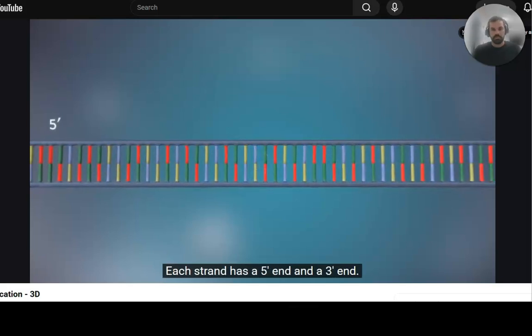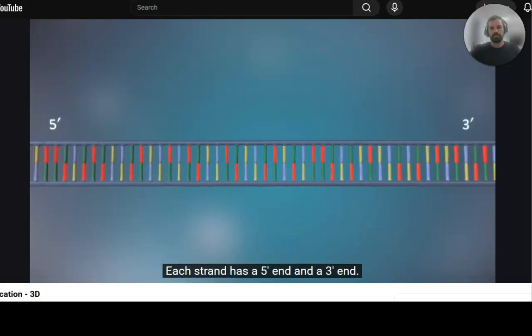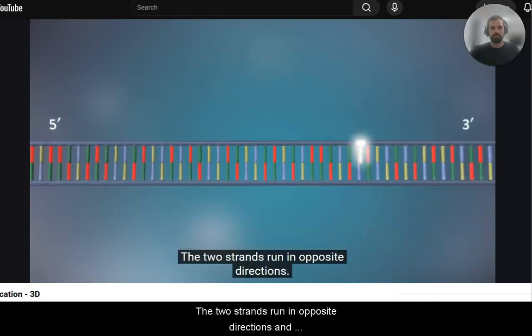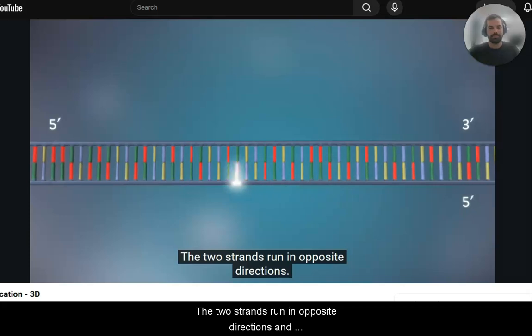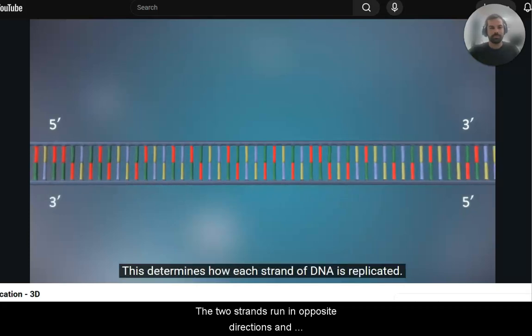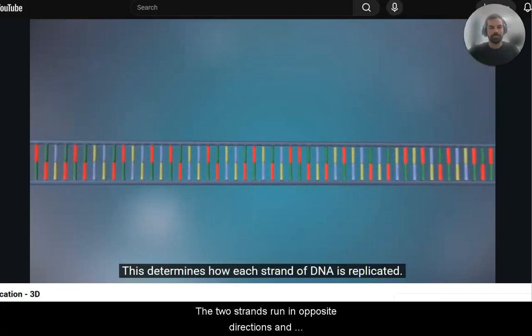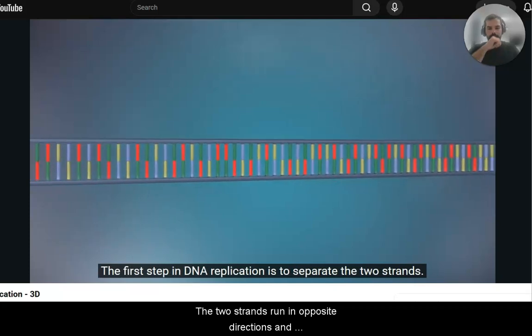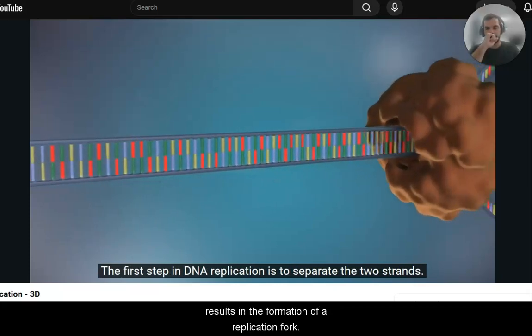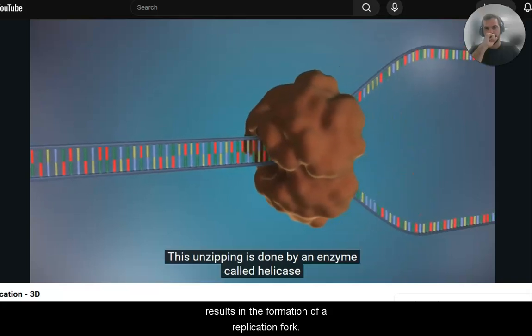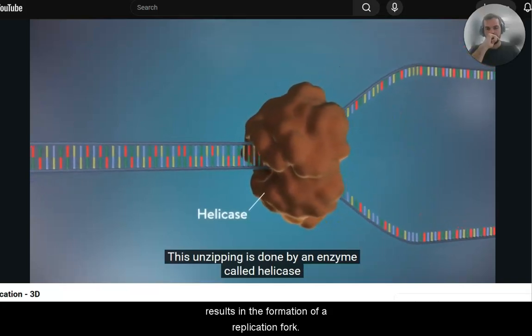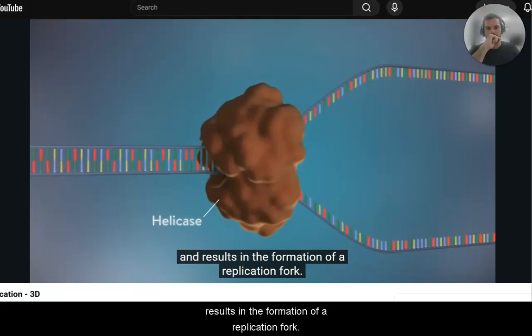Each strand has a 5' end and a 3' end. The two strands run in opposite directions. This determines how each strand of DNA is replicated. The first step in DNA replication is to separate the two strands. This unzipping is done by an enzyme called helicase and results in the formation of a replication fork.